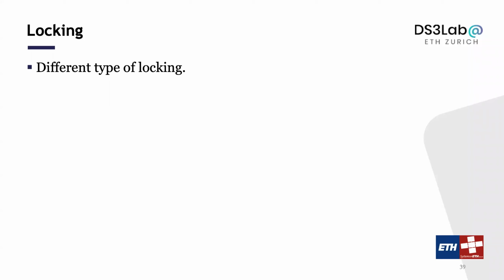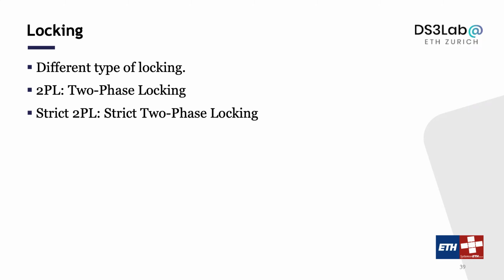So there are different types of locks, right? Depending on when to release locks and when to acquire locks, there's something called two-phase locking that we are going to talk about. There's also something called strict two-phase locking, right? There are different ways to deal with deadlocks too, where two transactions wait for each other and no one can make any progress. You also need to deal with that.